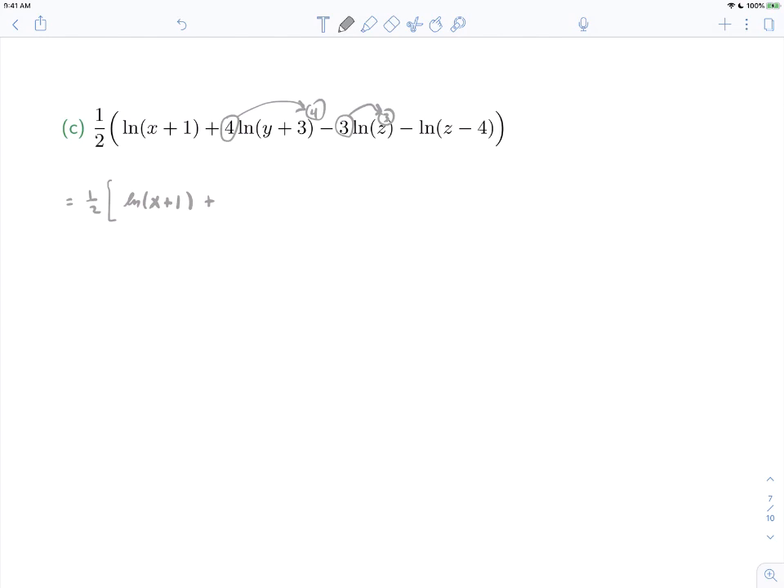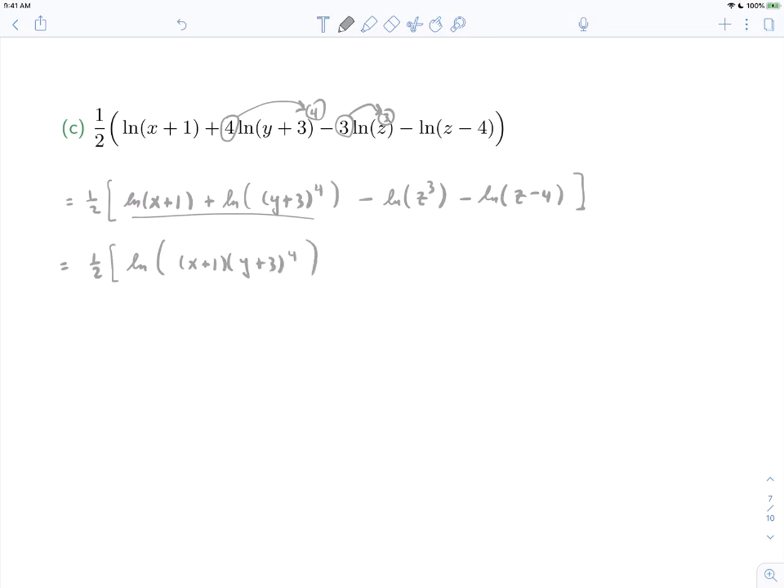So let's just do that. So it's ln of (y plus 3) to the 4th, minus ln z to the 3, minus ln (z minus 4). Okay. So this is 1/2. So what I can do is combine these two. It's the sum of logarithms, so I can turn that into the logarithm of a product. So this will be ln of (x plus 1) times (y plus 3) to the 4th, like that.